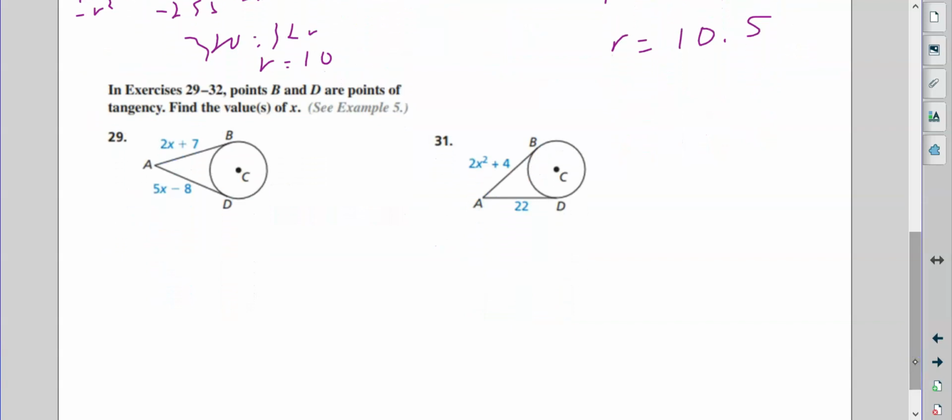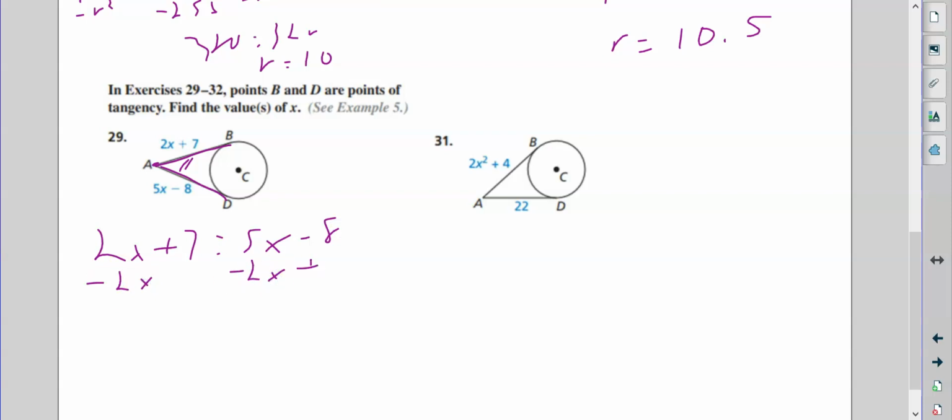And then my last two. Remember, when I have a point out here and I draw tangent lines, they are simply equal to each other. So I just do some basic algebra. 2x plus 7 equals 5x minus 8. I'm going to subtract 2x, so I like to keep my x's positive, which means I'm going to add 8 here to move that over. That gives me 15 equals 3x. I divide by 3, and I get x is 5.